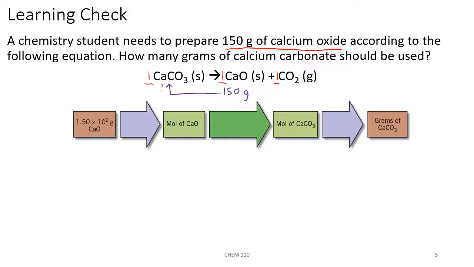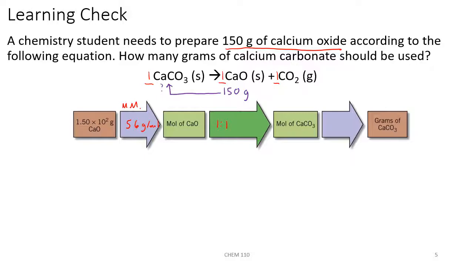We would need to calculate the molar mass of calcium oxide in order to convert from grams to moles. Our molar mass of calcium oxide should be about 56 grams per mole. Once we're in moles of calcium oxide, then we can use our balanced chemical equation. We can see that the calcium oxide and the calcium carbonate are in a 1:1 mole ratio. That allows us to move into moles of calcium carbonate.